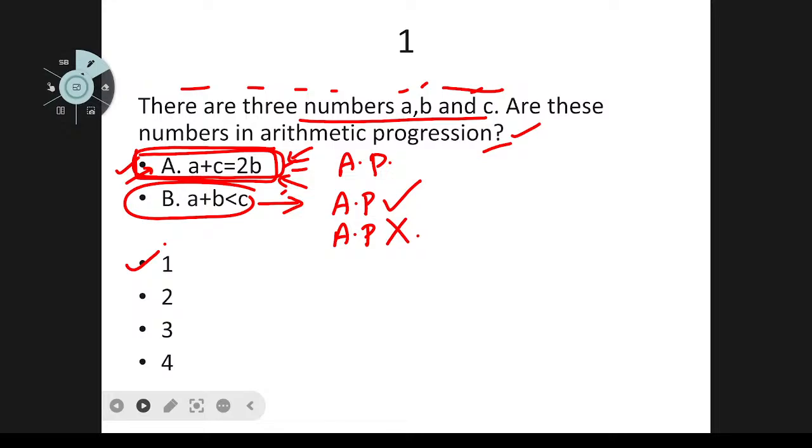And when you are satisfying the equation, you need to tell according to that, is it arithmetic progression or not? In this case, for all the conditions, it is arithmetic progression. In this case, for some condition it is arithmetic and for some condition it is not arithmetic, so I don't know. If it was always arithmetic, then I would say yes. If it was always not arithmetic, then also it is an answer.